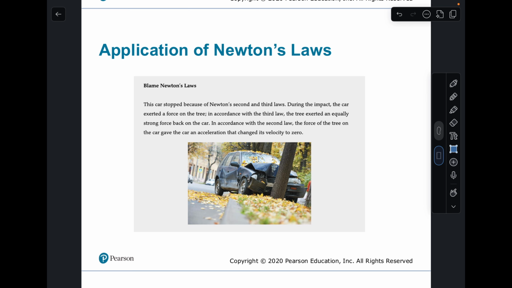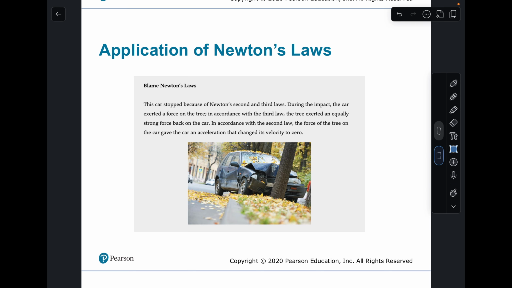Here's a very unfortunate application of Newton's laws. This car stopped. Okay, it's one way to describe what happened to the car. It stopped because of Newton's second and third law. So during the impact of the accident, the car exerted a forward force on the tree, which is evident by the tree maybe being bent a little bit or scraped up. And in accordance with the third law, the tree exerted an equally strong force back on the car in the opposite direction. And that's what caused the crumpling of the front of the car.